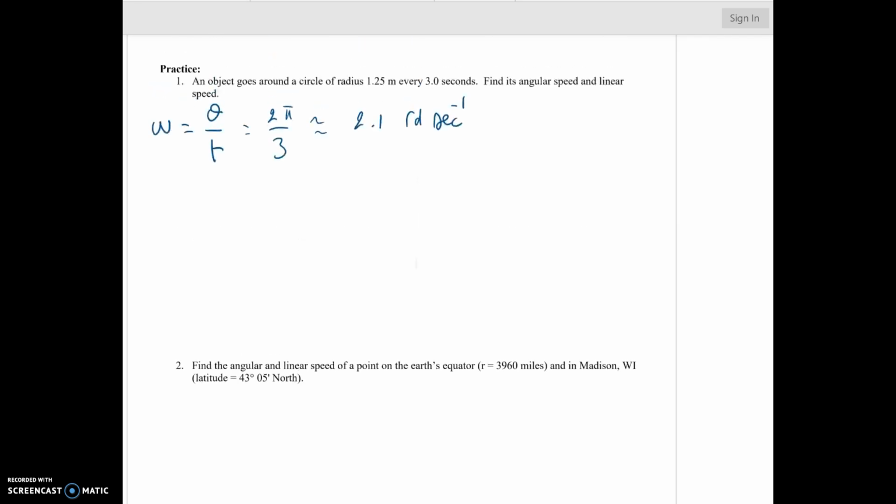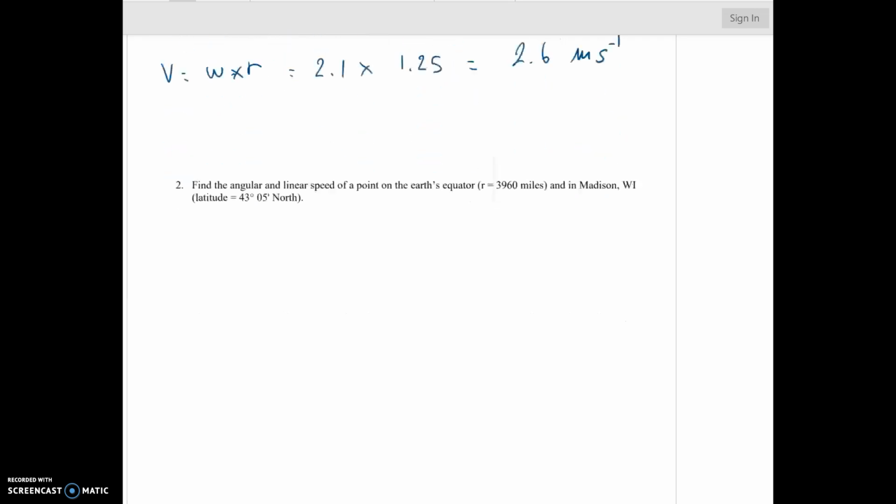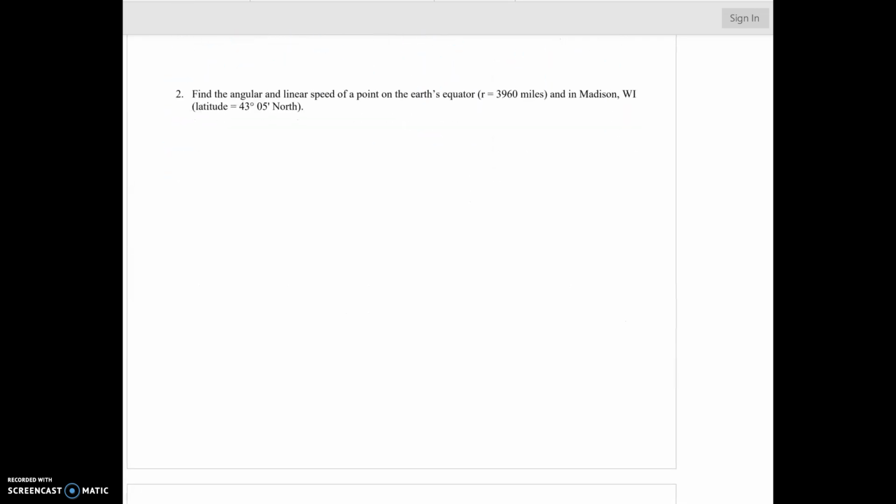Now, for the linear speed, I know that v equals omega multiplied by r. Therefore, v equals 2.1 multiplied by 1.25, and now I have a linear speed equal to 2.6 meters per second. Problem number 2, find the angular speed.